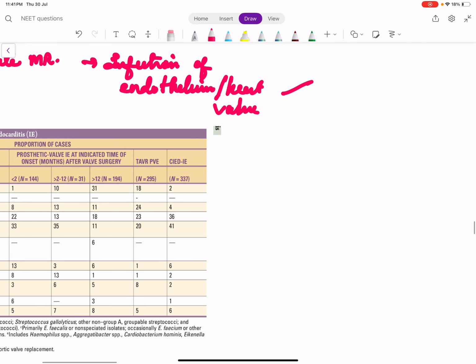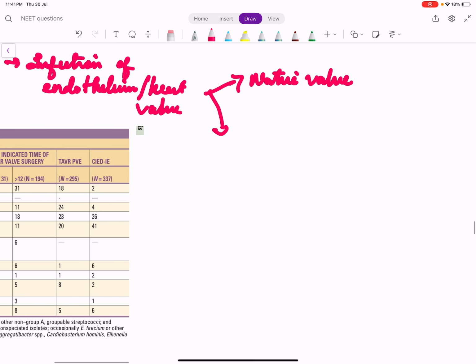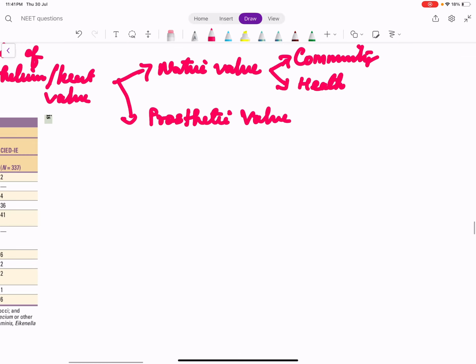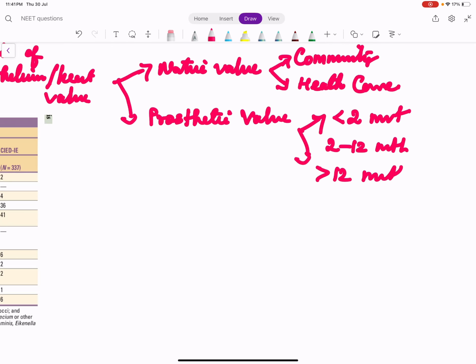So the valve can be a normal person's valve, that is the native valve. So that's called native valve endocarditis, or it may come in a prosthetic valve, so prosthetic valve endocarditis. Native valve endocarditis may be community acquired, or it could be healthcare acquired. Healthcare acquired usually occurs following needle prick or needle insertion following improper sterile technique. Prosthetic valve again is classified based on the duration, like when it comes less than 2 months, 2 to 12 months, and more than 12 months.